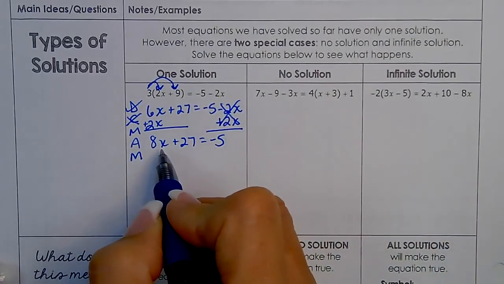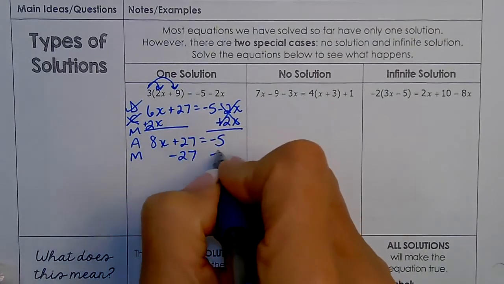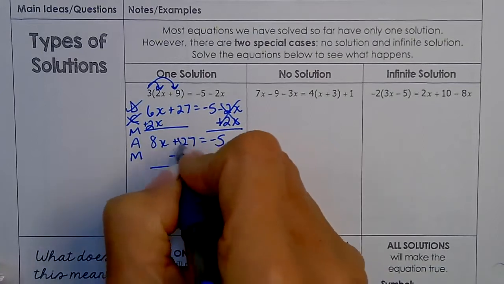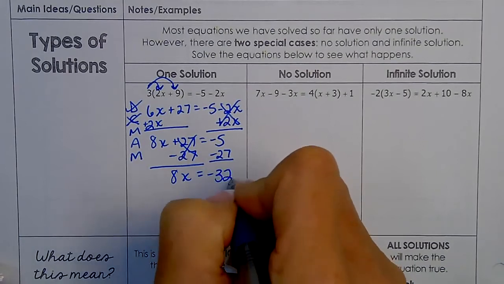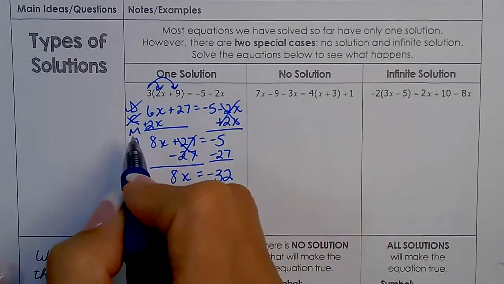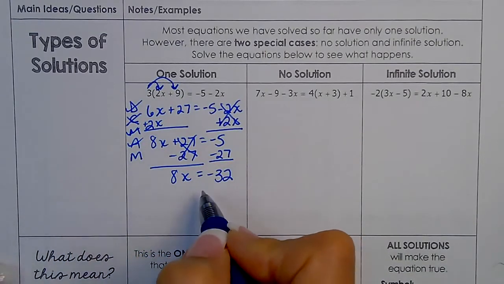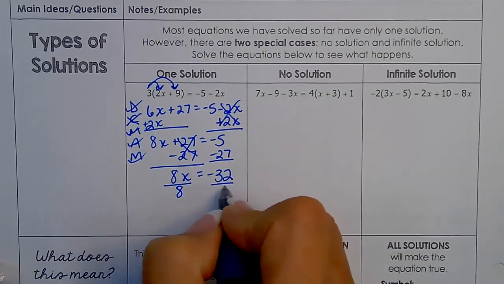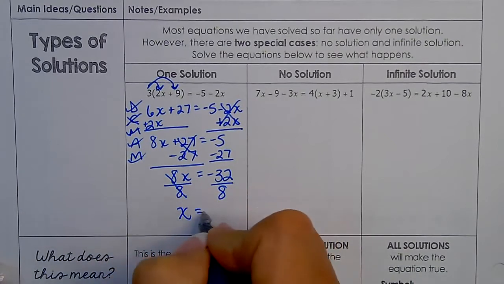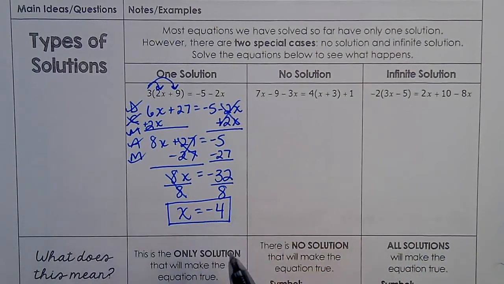Okay, so I've moved my variable to one side. I need to move this constant to the other. So I'm going to subtract 27 from both sides, and that leaves me with -32. Okay, so now I have my variable on one side and my constant on the other, and the last step is to multiply or divide. So I'm going to divide both sides by 8, and my answer is -4. So there is an example of one solution.